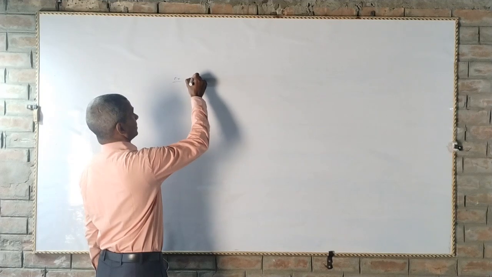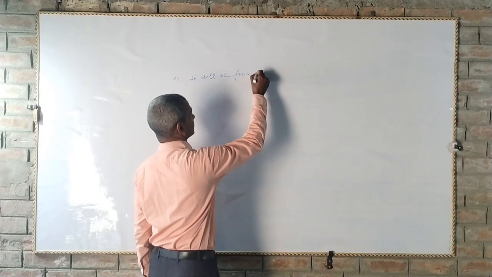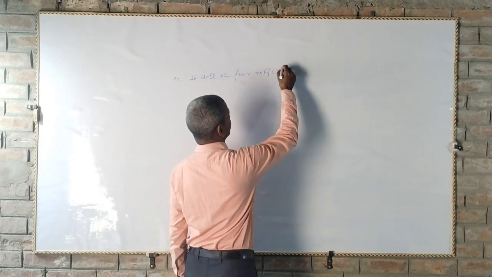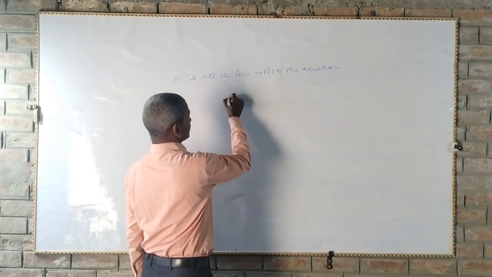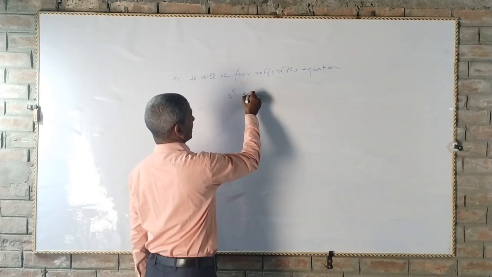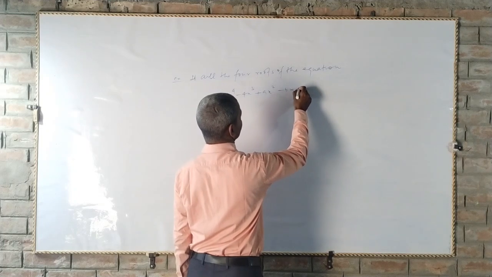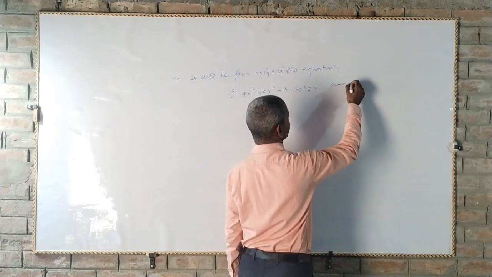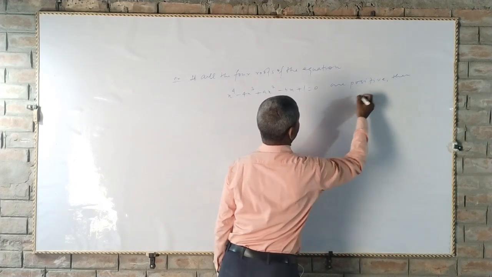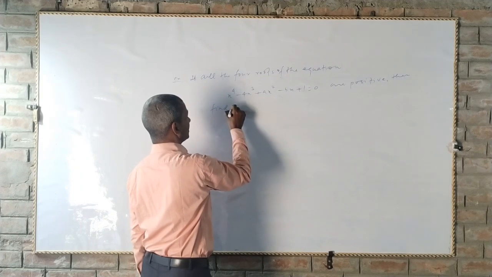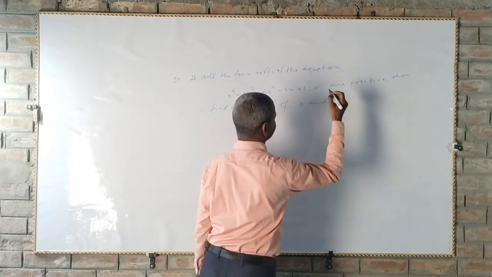Example: if all the four roots of the equation x to the power 4 minus 4x cube plus ax square minus bx plus 1 is equal to 0 are positive, then find the value of a and b.